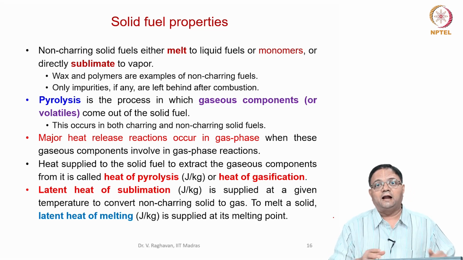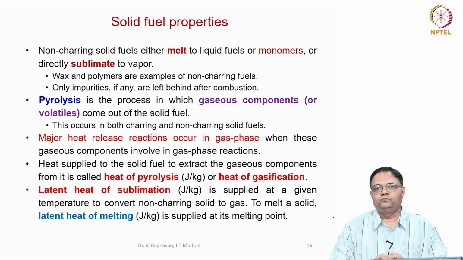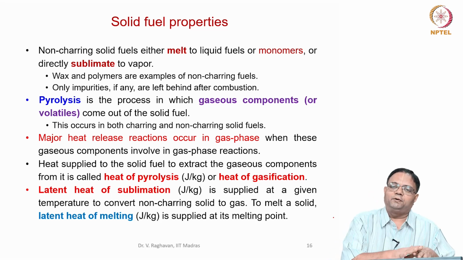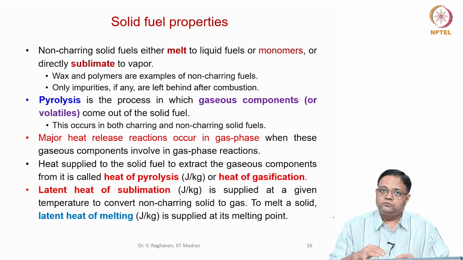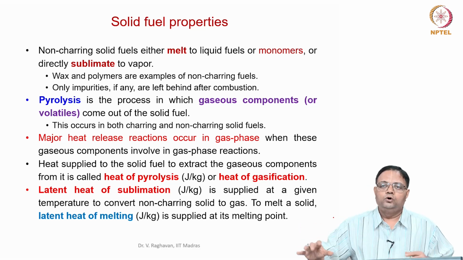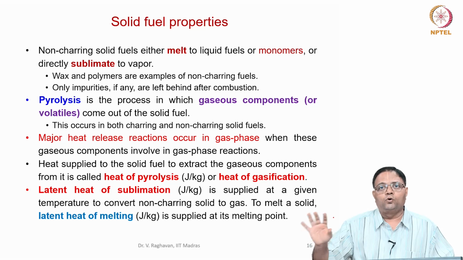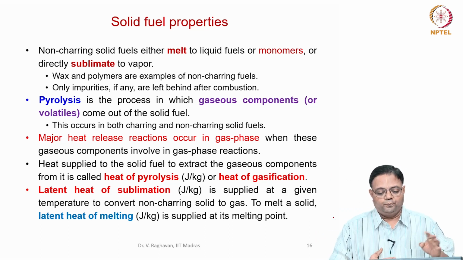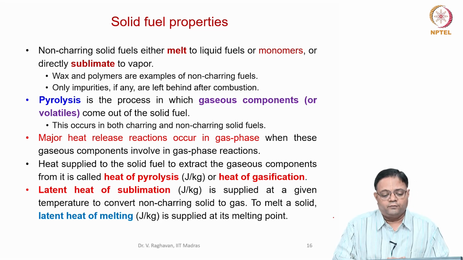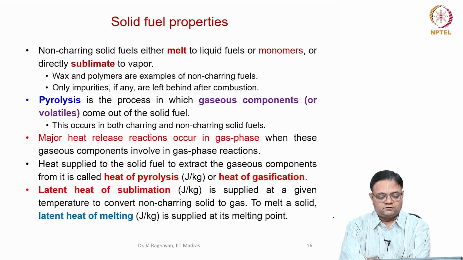Or in some cases, directly you can sublimate. Sublimation is the process of converting the solid directly to gas. When you do that, you have to give the latent heat of sublimation. So after reaching a particular temperature, solid to gas will form. Monomers are first created when the polymers melt. That is one route, monomer reaction with air. For example, PMMA will convert to its monomer and burn, or PMMA can directly produce vapors of monomer. There are situations like that. Now when you take non-charring or charring fuels, a process called pyrolysis occurs first to release the gaseous components or volatiles.